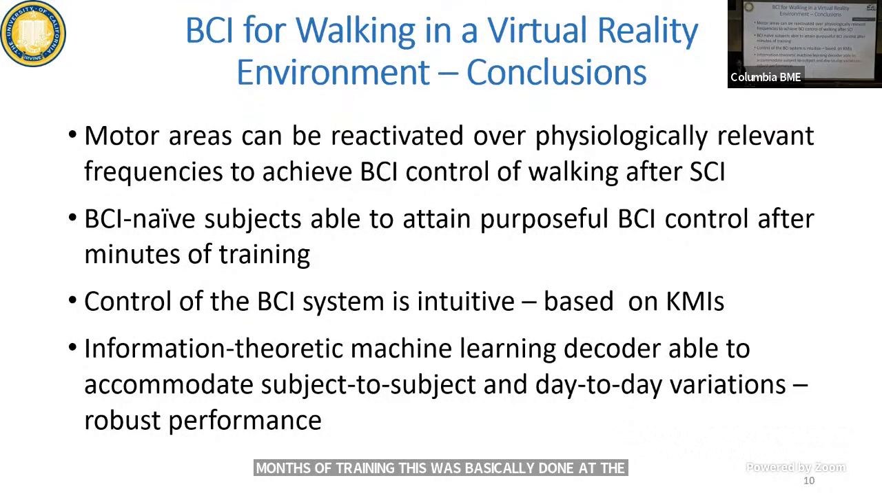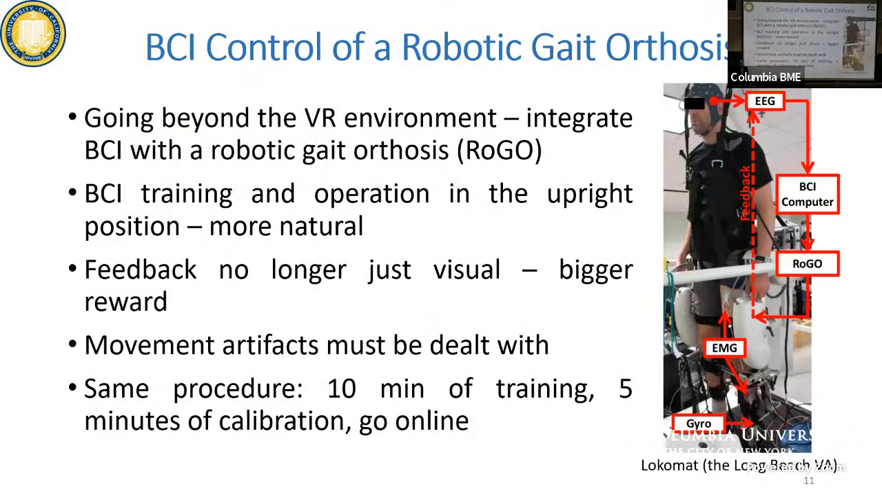The control is very intuitive. So in order to walk, you simply imagine your legs being moved. And when you don't want to walk, you relax. Again, back then, there were many systems where people were asked to do mental math, to add numbers to go forward, or protrude their tongue to turn left. That is not intuitive and perhaps will not be accepted by the users. So this is organic. You're really trying to restore the function that was lost. And to do so, we actually have to engage the correct cortical resources, at least we think. And then finally, these information theoretic decoders were able to accommodate subject-to-subject and day-to-day variations to achieve robust performance.